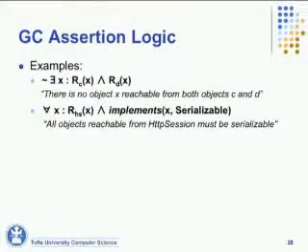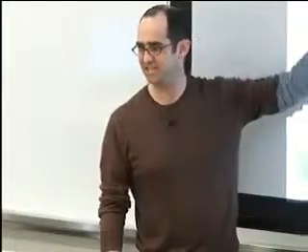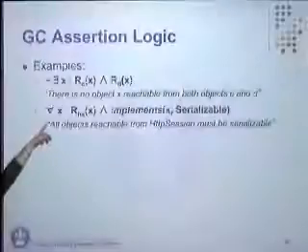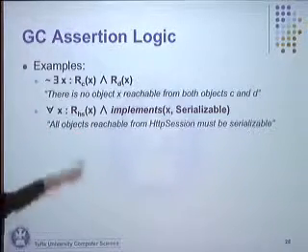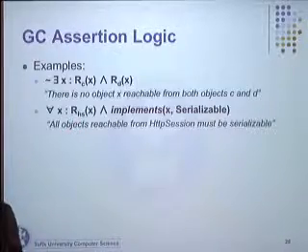Here's something that's pretty easy and actually solves a problem that occurs in JSPs. For all objects x, if x is reachable from an HTTP session object, then it implements Serializable. I want that to be true. It turns out that's one of the rules of JSPs: all objects reachable from the HTTP session must be serializable. And apparently this is a cause of wacky bugs.